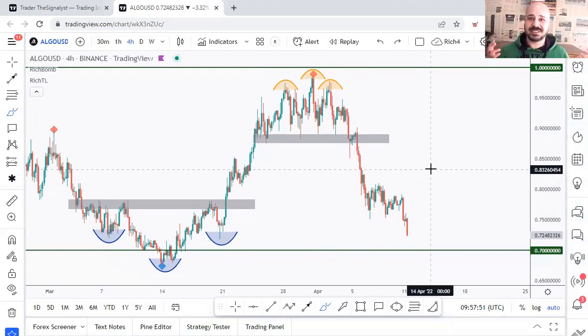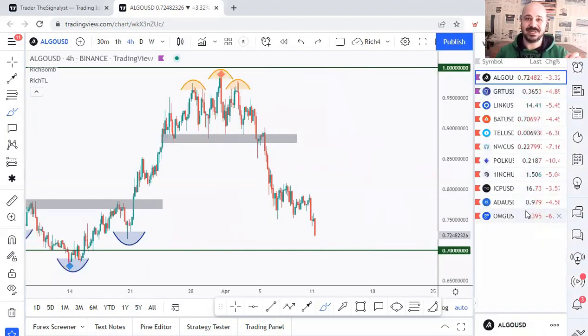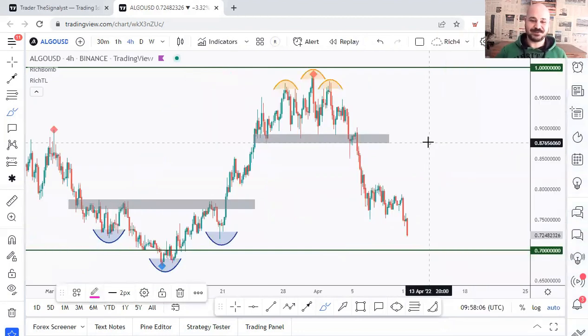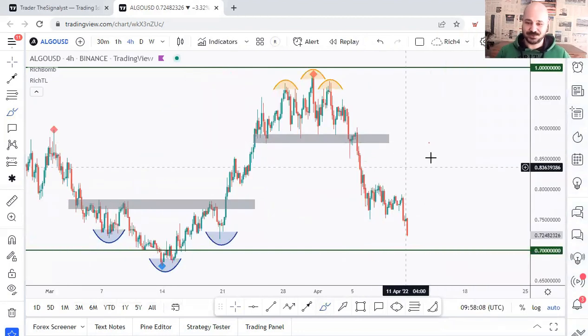First, we'll start with what is a head and shoulders pattern, how to spot it, draw it, trade it, and so on. And then we'll go over as many examples as possible. I've got 10 altcoins here that we'll do examples on. You know me, I like practical examples. So let's do it. So what is a head and shoulders pattern?